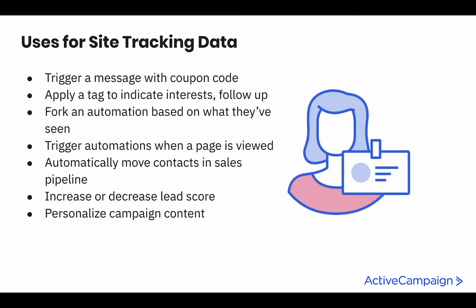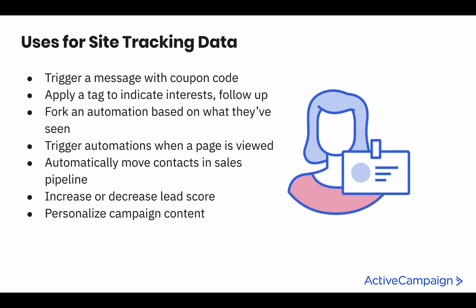You can automatically move contacts to another stage of your sales pipeline when they view 3 or more important pages on your website, such as your pricing, product, and demo pages. You can increase or decrease a contact or lead score on the basis of visits and views of specific pages. You can also personalize the content of your campaigns based on the categories of your site that a contact has repeatedly viewed using conditional content.